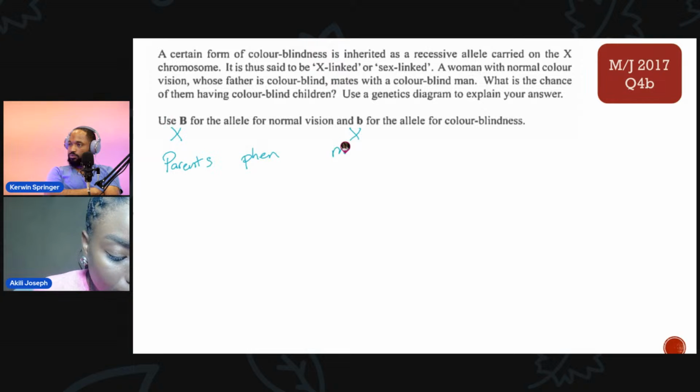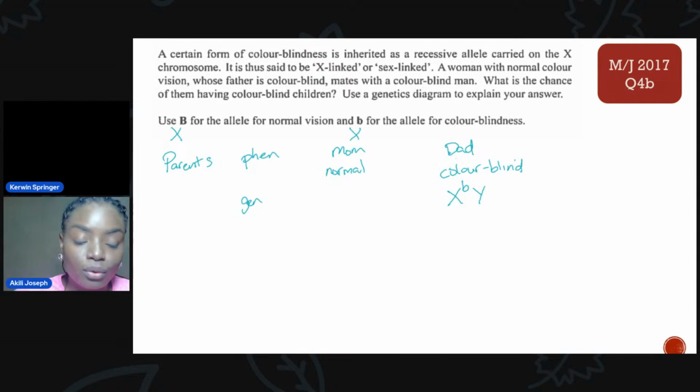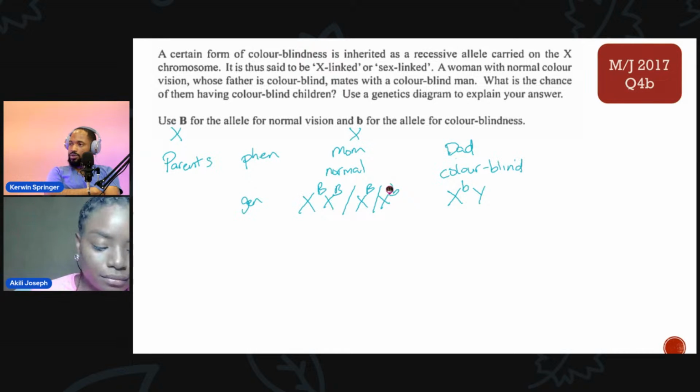Mom and dad. Off the bat, mom mates with a colorblind man, so we know that dad is X small b, Y. Sorry. All right, now we're still on phenotype. Dad is colorblind, and mommy is normal, right? So dad's genotype is going to be X small b Y. Mom is normal, so that means mom could be X big B X big B, or X big B X small b, right? But wait, her father is colorblind, so that means she has 2 possibilities for mom.